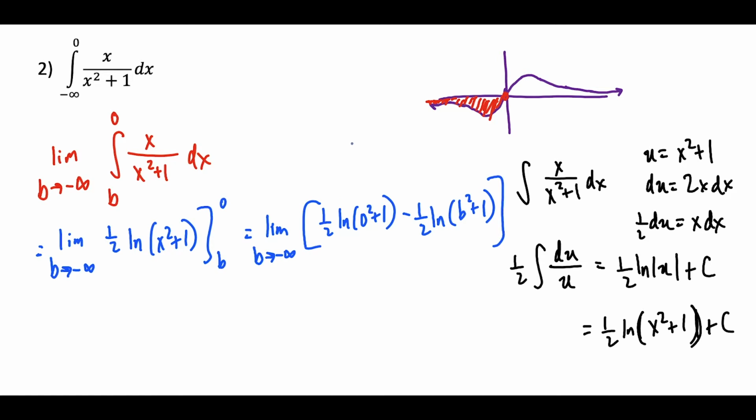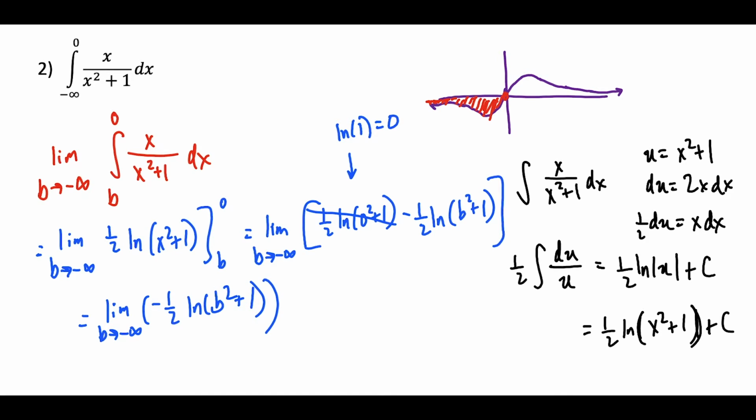Now this piece here, if we notice, is natural log of 1, which is equal to 0. So this first piece cancels out. So all we're looking for here is that we have the limit as b goes to negative infinity, and we've got negative 1/2 natural log of b squared plus 1. But think about what happens here. B squared plus 1 as b goes to negative infinity, you have, in a way, like negative infinity squared is positive infinity, and then positive infinity plus 1 goes to positive infinity.